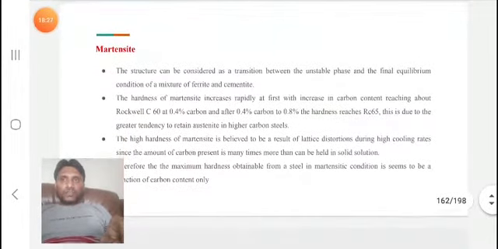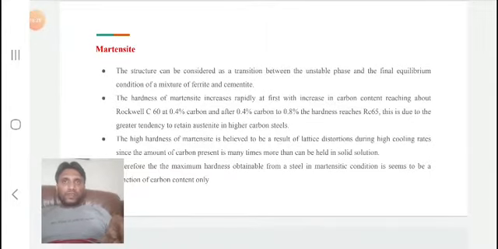So the structure can be considered as a transition between the unstable phase and the final equilibrium condition of a mixture of ferrite and cementite. The hardness of martensite increases rapidly at first with increasing carbon content, reaching about Rockwell C60 at 0.4% carbon, and after 0.4% carbon to 0.8% carbon, the hardness reaches RC65. This is due to the greater tendency to retain austenite in higher carbon steels.